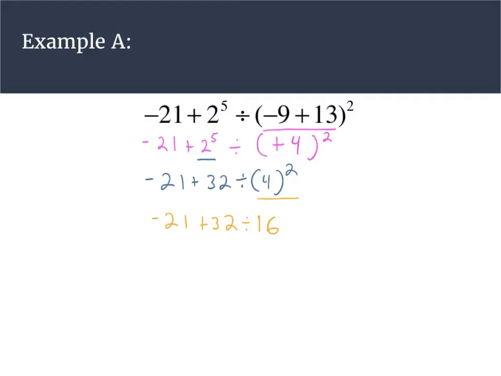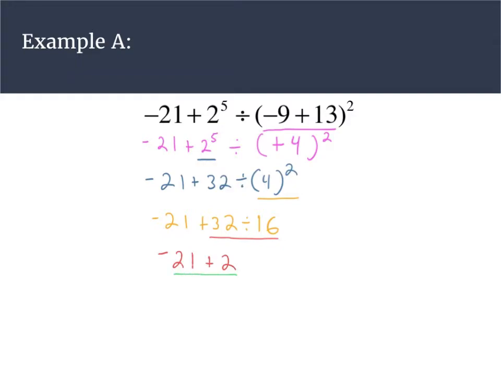So now I'm on to multiplication and division. I have no multiplication, but I do have division. I have positive 32 divided by 16. So I'm going to copy everything else down, negative 21, and 32 divided by 16 is 2. So I'm going to write plus 2. And now I'm left with just negative 21 plus 2. So I'm going to underline that. That's the thing I'm going to be working on.